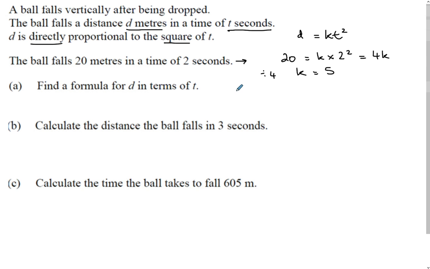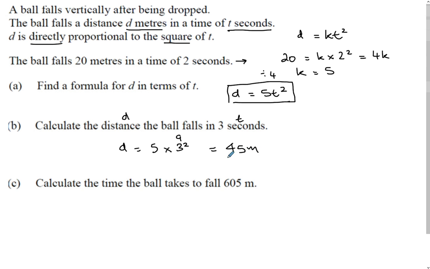Okay, so we rewrite it again. So we've got d equals 5t squared. Even if they don't ask you for the formula, make sure you do rewrite it, because that is what you're going to use for your calculations. Okay, so calculate the distance if the ball falls in 3 seconds. So that's your t. So we've got d equals 5 times 3 squared, which is 9. So 5 times 9 is 45 meters. Yeah, it's quite straightforward, isn't it?